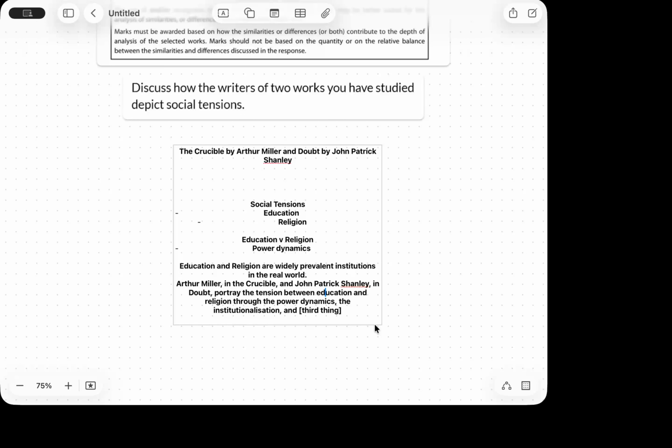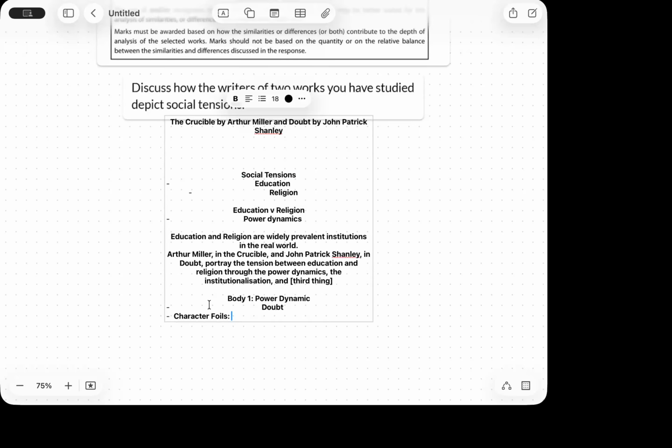Then each of my paragraphs would be: body one is talking about power dynamics. Here, in terms of Doubt, I would talk about character foils. You need to know the context of these in order to see it, but I would talk about character foils in Sister Aloysius and Father, I've forgotten his name, Father Flynn.